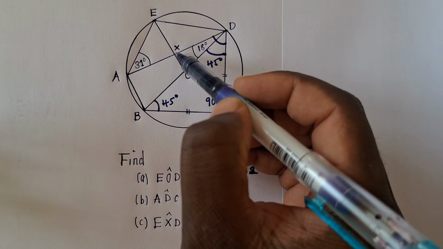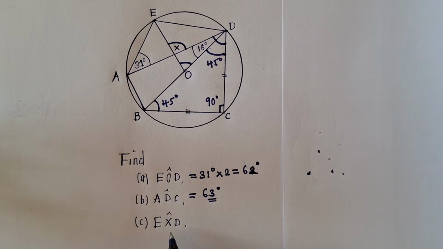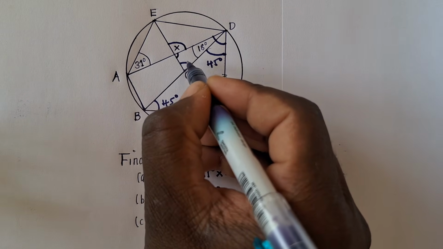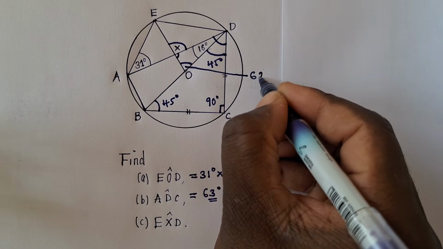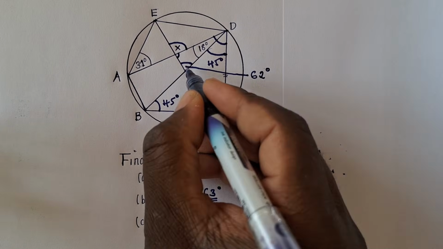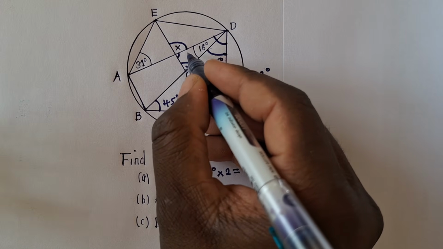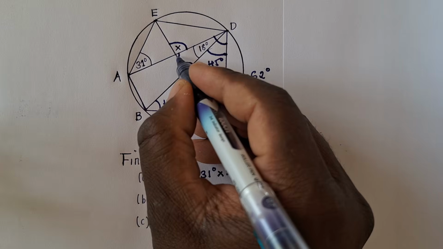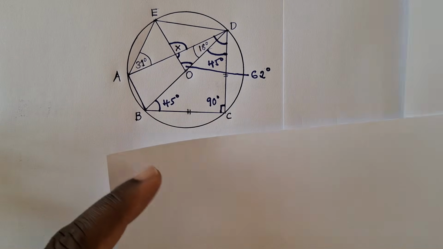Angle EXD is the angle which is right up here. For us to find this angle, we are going to find the angle which is inside here. Since we know that this angle here is 62 degrees, we found 62 degrees, the angle at the center, we're going to get this angle plus this angle, subtract from 180, find the angle here, and then use property of a straight line to find the angle we are looking for. So let me do this.